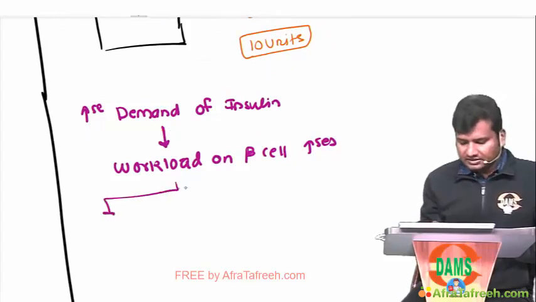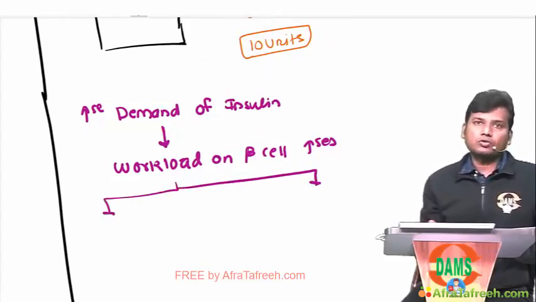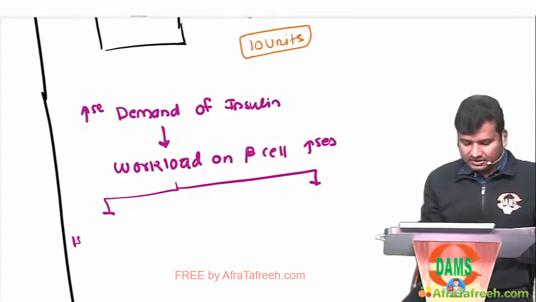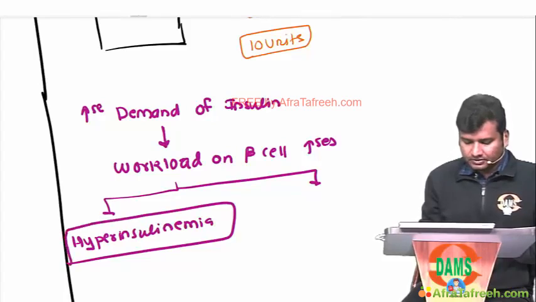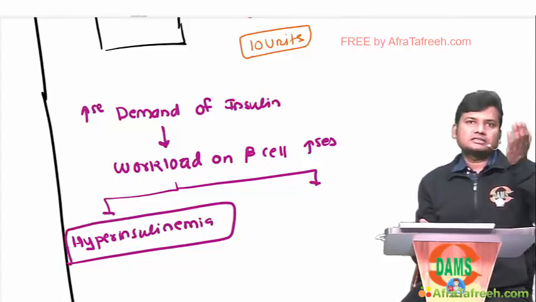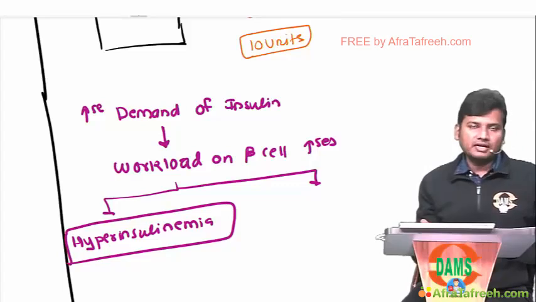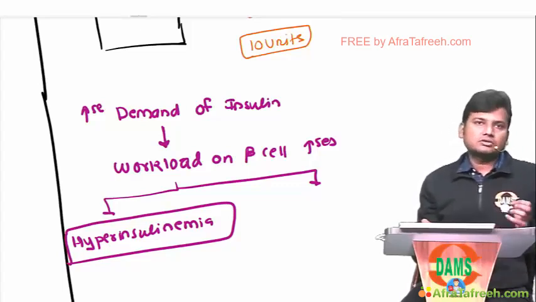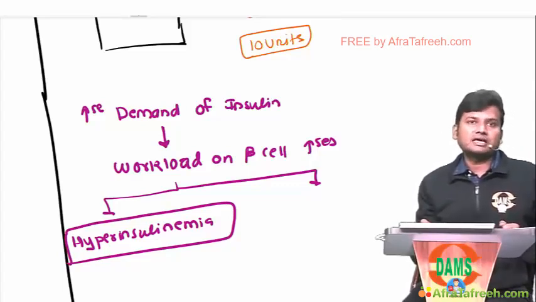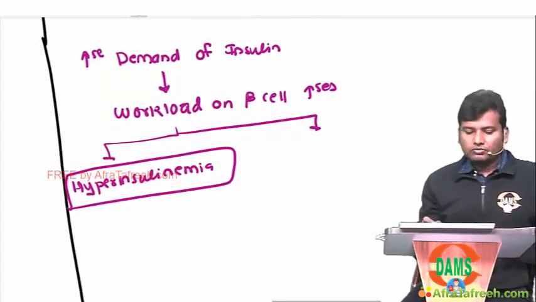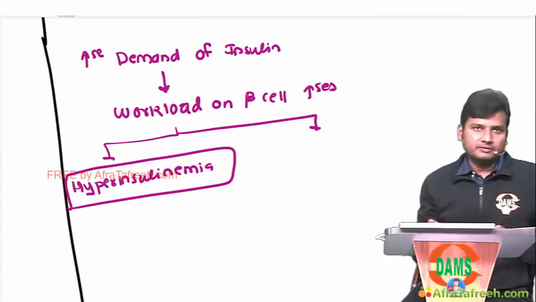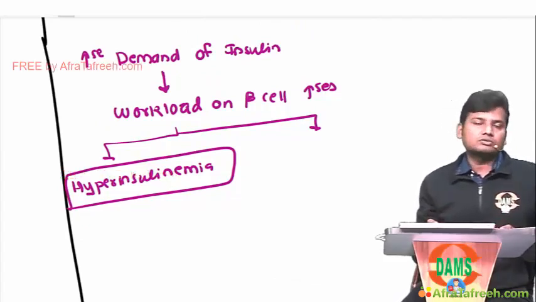So beta cells are trying to synthesize more amount of insulin and the patient enters a stage called hyperinsulinemia. So insulin concentration will increase in blood, but this insulin is not sufficient because the patient is having increased resistance to insulin. So we have to increase the secretion of insulin or we have to decrease the glucose in blood.